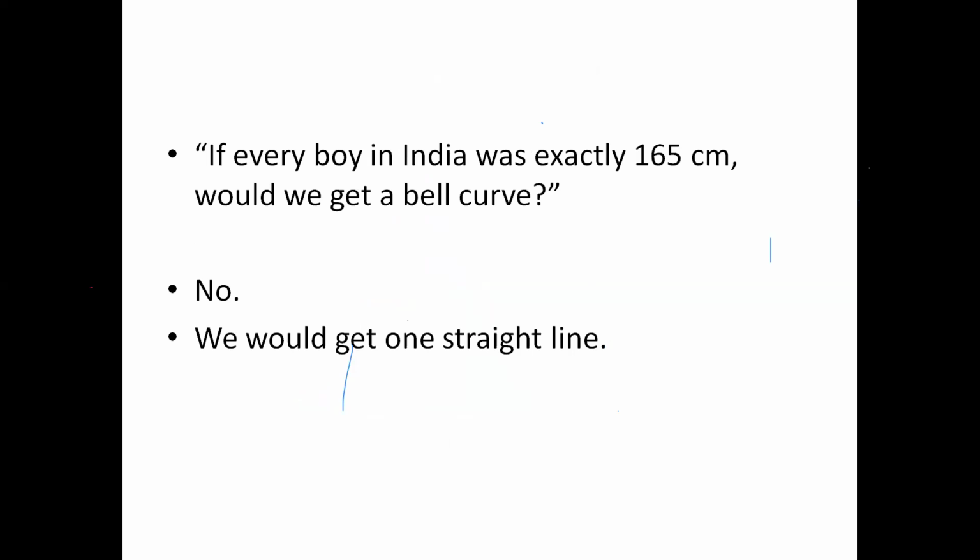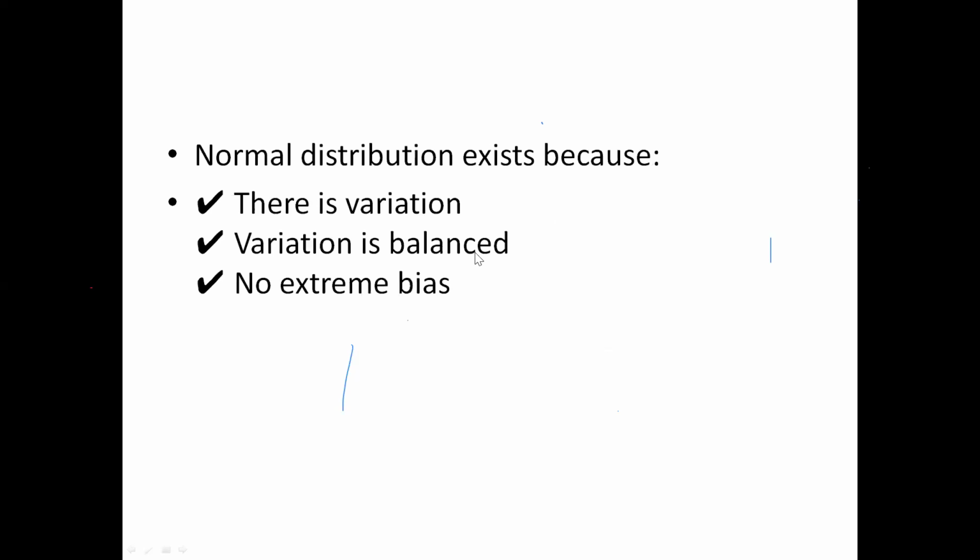Now suppose every boy in India was exactly 165 centimeters. Could we get a bell shape curve? What do you think? Suppose this is a hypothetical scenario: every boy's height is 165 centimeters. Will we get the bell shape curve? If the height value is the same for every person, no, we will never get it. Then we will get a straight line. There will be no variation at all, so we will get only a straight line. So this is not possible.